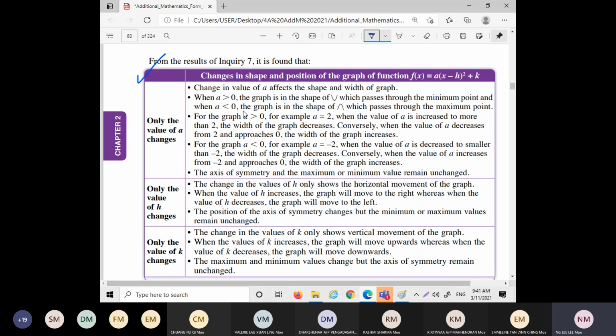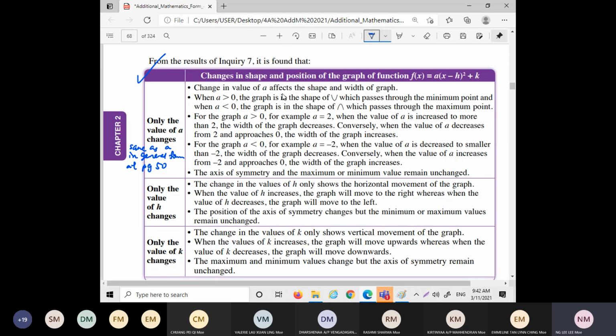Okay, let us start with A. Only the value of the A changes. This A is actually the same as the A in the general form. Okay, at page 50. I make a short note here: same as the A in general form.